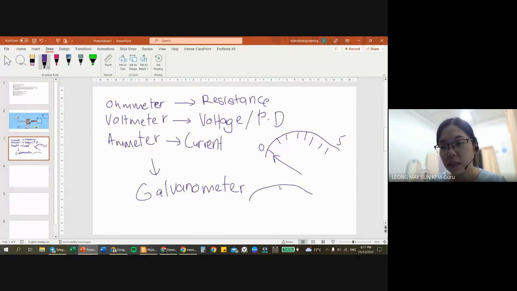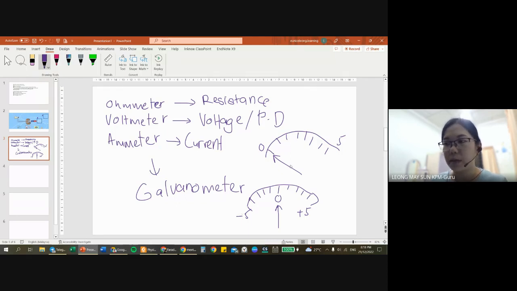The galvanometer's zero is actually in the middle. Please do take note, the galvanometer's zero is actually in the middle. It has scales at the side: 1, 2, 3, 4, 5, and on the other side 1, 2, 3, 4, 5. The only difference is that towards the right is positive, towards the left is negative.